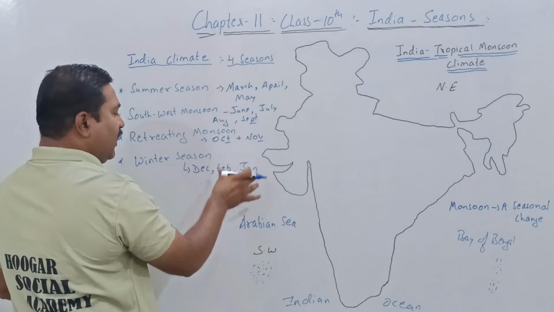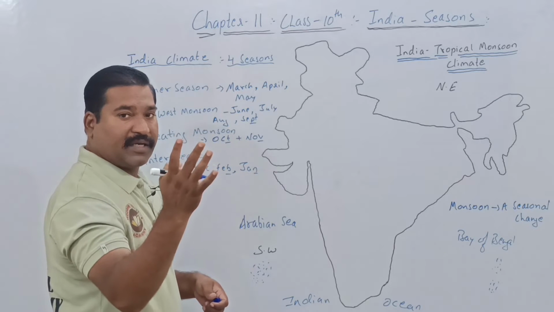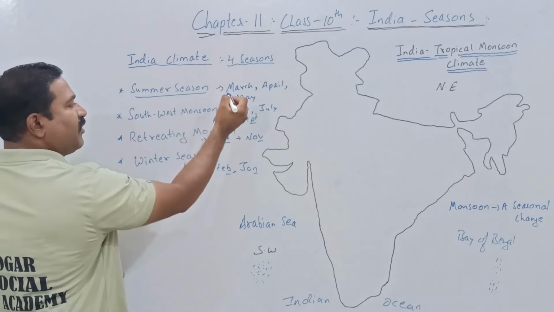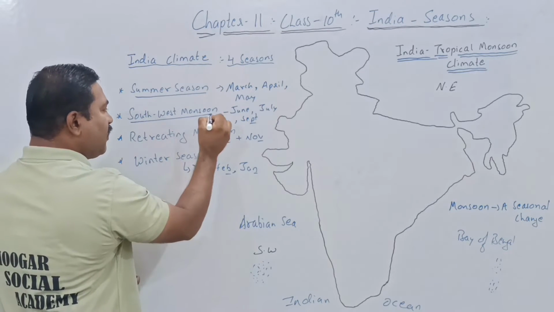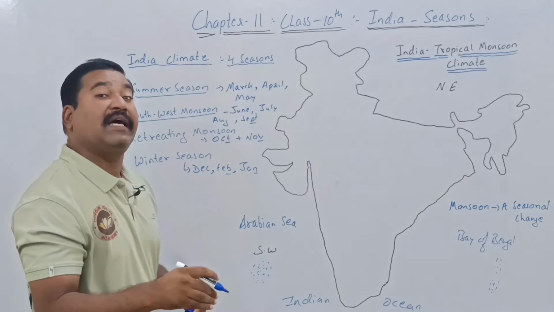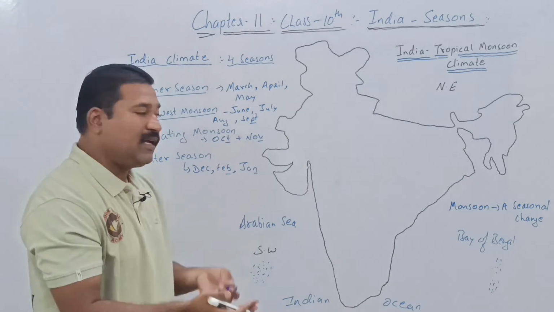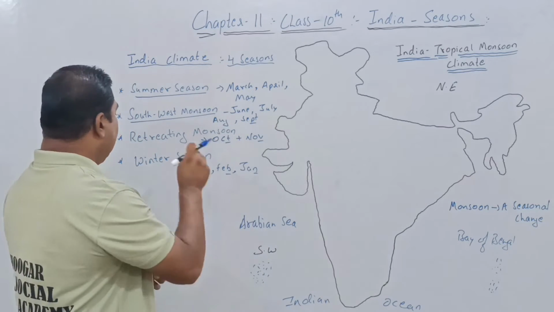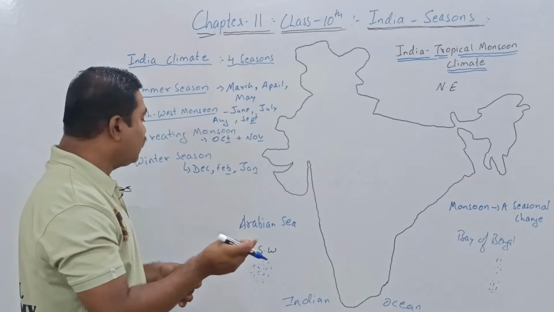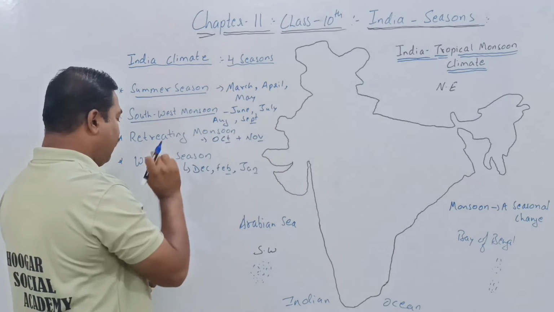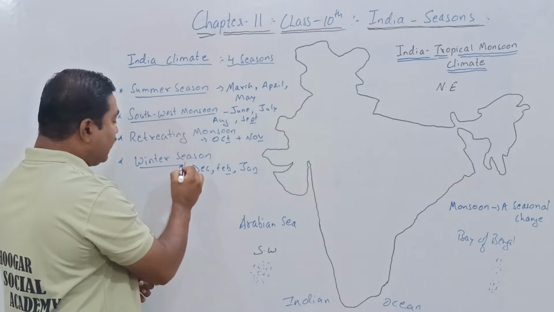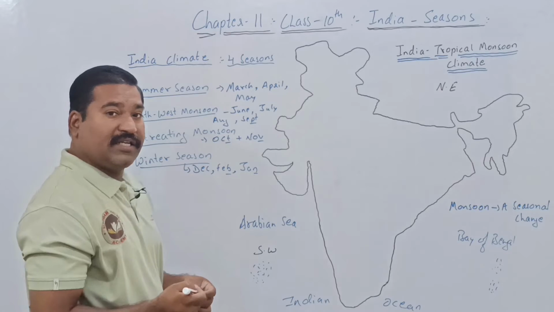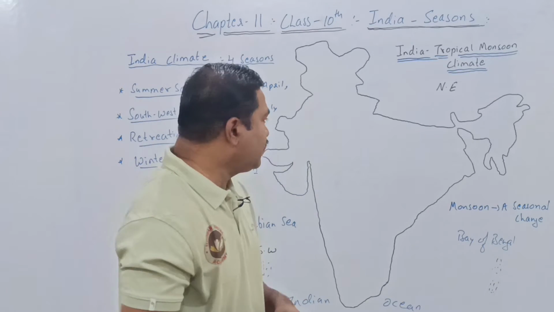In our 12 months, we have 4 seasons: the summer season from March, April and May; the southwest monsoon, which is even called the rainy season, June, July, August as well as September; the retreating monsoon from October to November; and the last one, the winter season from December, January and February. So these are our 4 seasons.